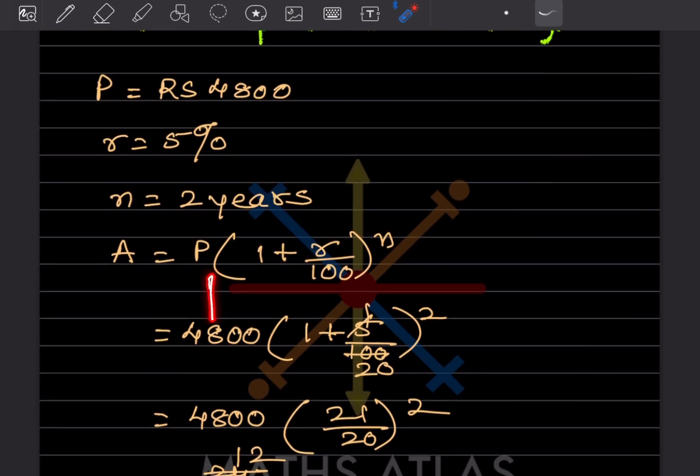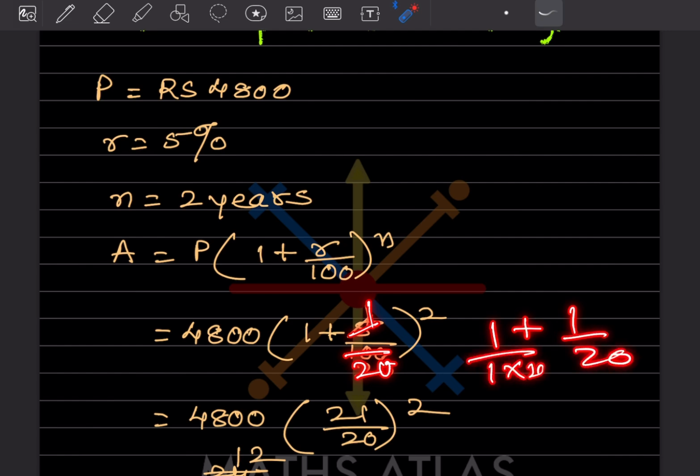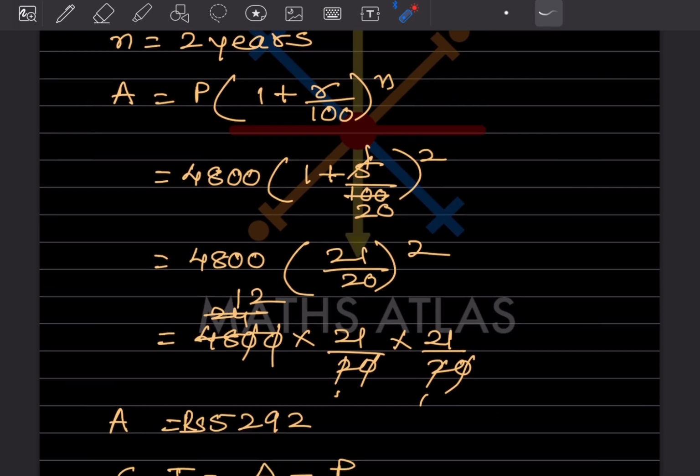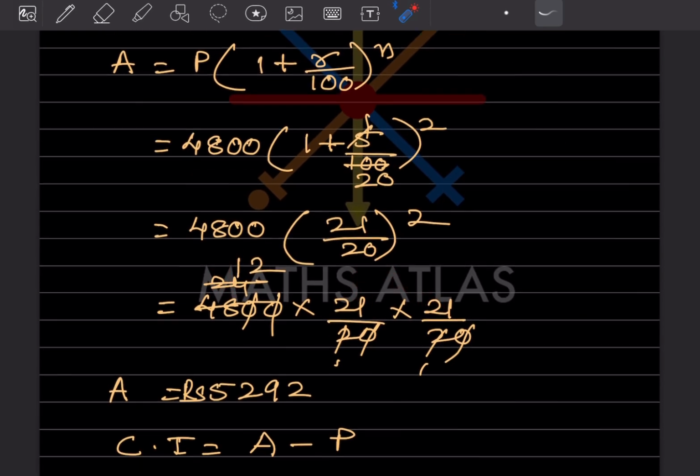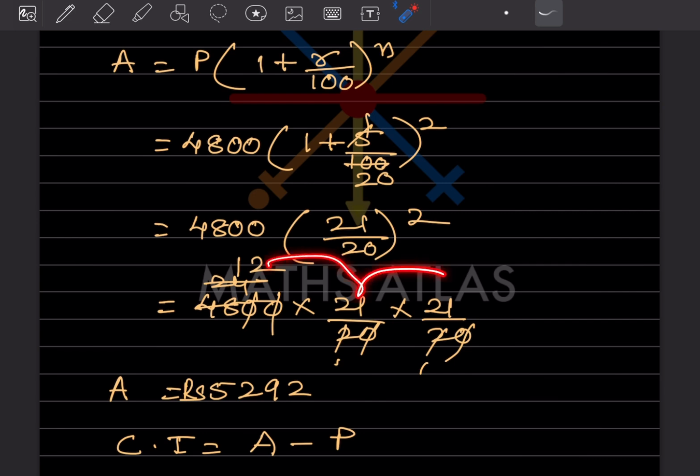So this will be 4,800. This is going to be 5 by 100, raised to 2. So now when we simplify, 5 ones are 5, 5 20s are 100. So 1 plus 1 by 20. So here it will be 1 times 20, so 20 plus 1, that is going to be 21 by 20. This is the same, you are going to multiply 2 times. So after multiplication, 12 into 21 into 21, that is going to be 5292.